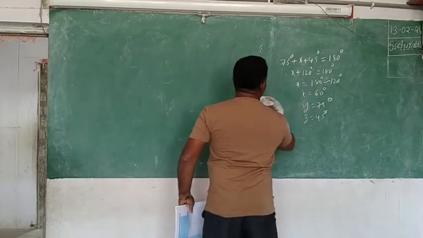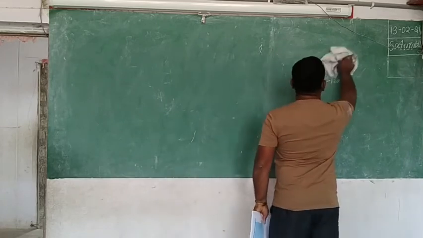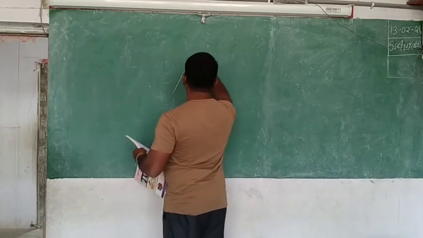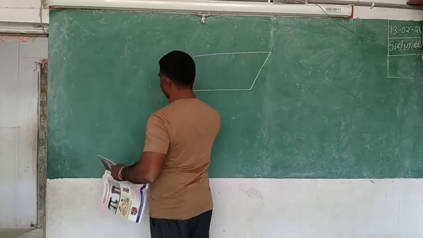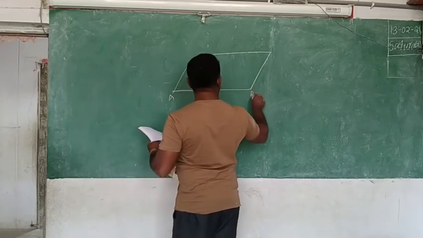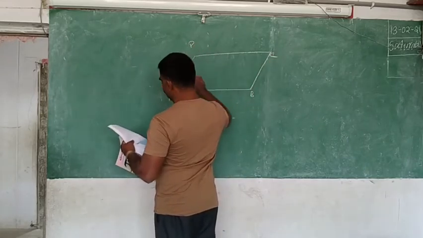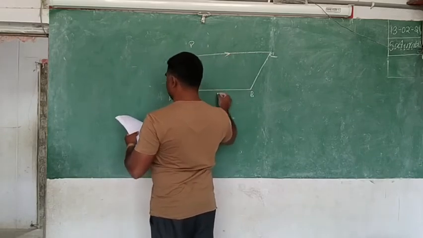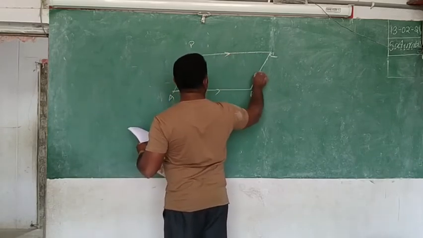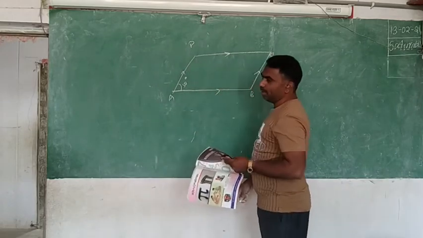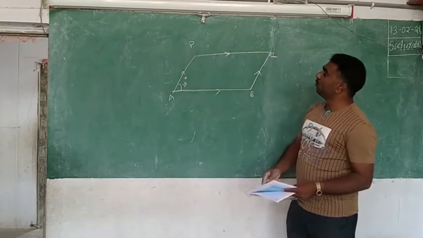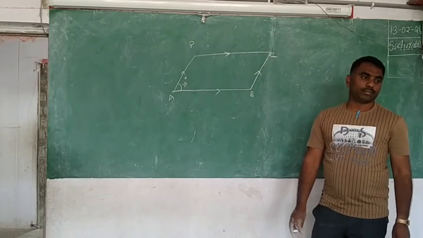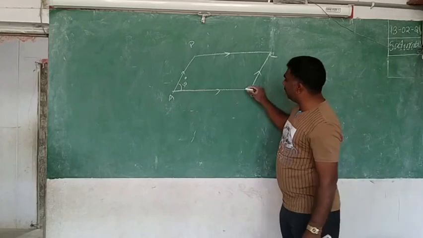ABCD is a quadrilateral. Quadrilateral means you know that, four sides: A, B, C, D. And it is 50 degrees. Both pairs of opposite sides are parallel: AD is parallel to BC and AB is parallel to CD, like that he said to us. Then one angle is given. We have to find all these angles.